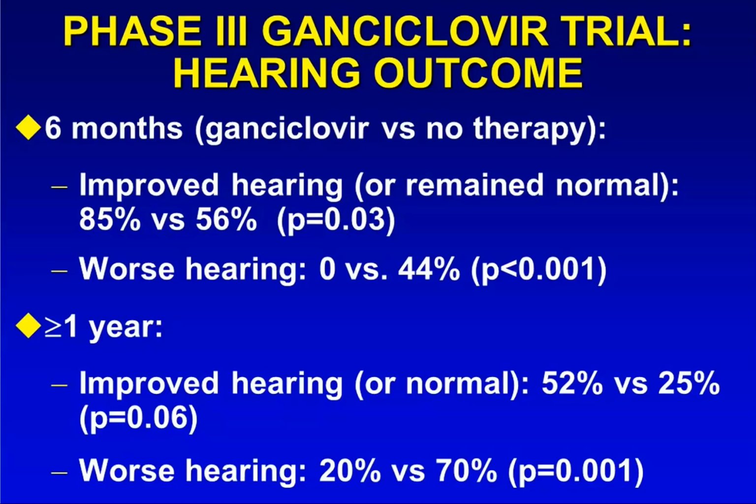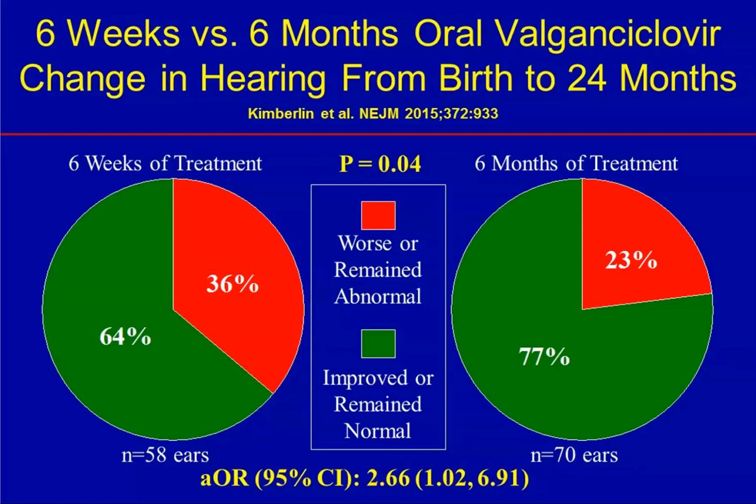So it's really important to try to protect hearing in this first year or two when these babies are developing speech, when all the brain connections and wiring are occurring, so that we can optimize their hearing outcomes. So if 6 weeks was good, maybe 6 months is better.